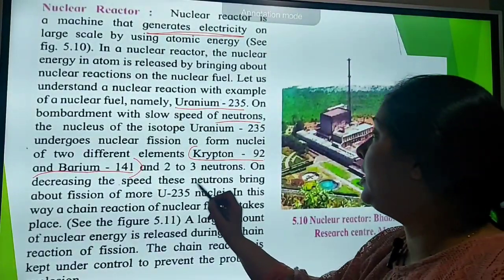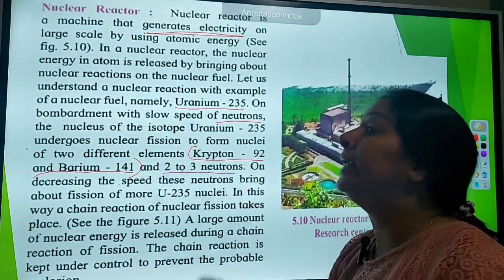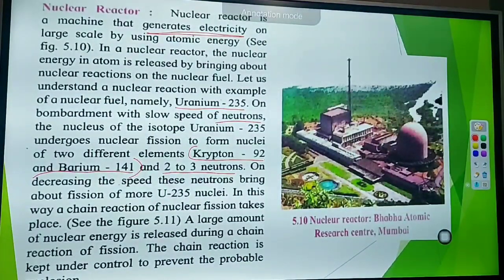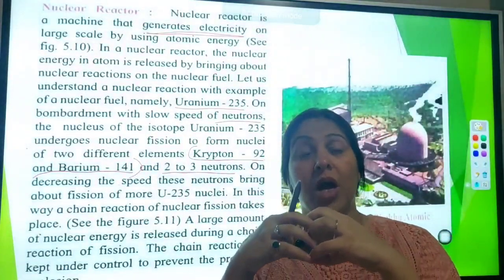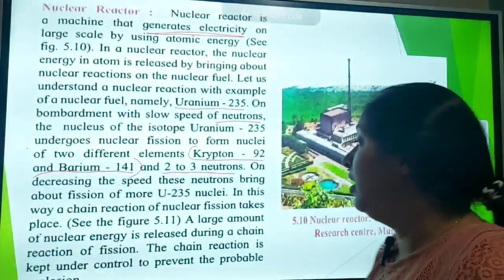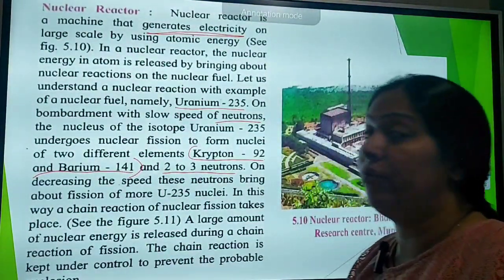On decreasing the speed, these neutrons bring about fission of nuclei. जब ये इनकी स्पीड कम करते हैं, it goes through fission of more uranium 235 nuclei. In this way, a chain reaction of nuclear fission takes place. A large amount of nuclear energy is released. जब मैं बोला ना आसान नहीं न्यूक्लियस तोड़ना, जब न्यूक्लियस टूटता है बहुत सारी एनर्जी निकलती है, nuclear energy is released and a chain reaction of fissions.